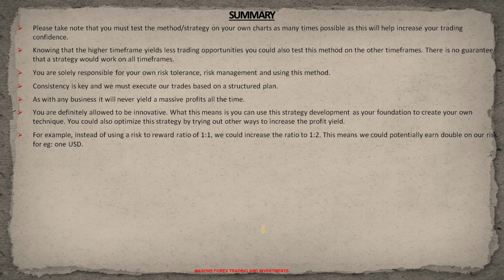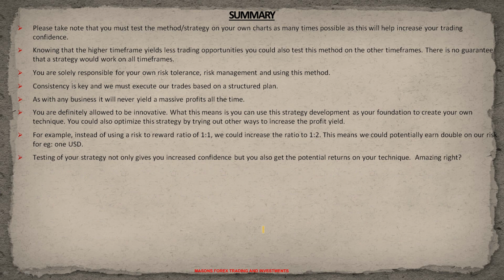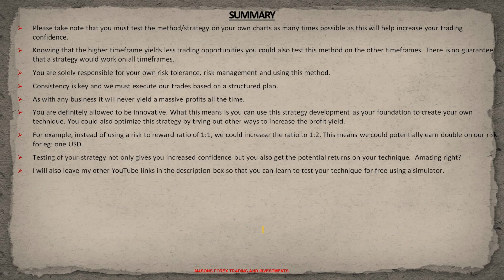For example, instead of using a risk to reward ratio of 1:1, you could increase the ratio to 1:2. This means you could potentially earn double on your risk, for example, which could be $1. Testing of your strategy not only gives you increased confidence, but you also get the potential returns on your technique. Amazing, right? I will also leave my other YouTube links in the description box so that you could learn to test your technique for free using a simulator.